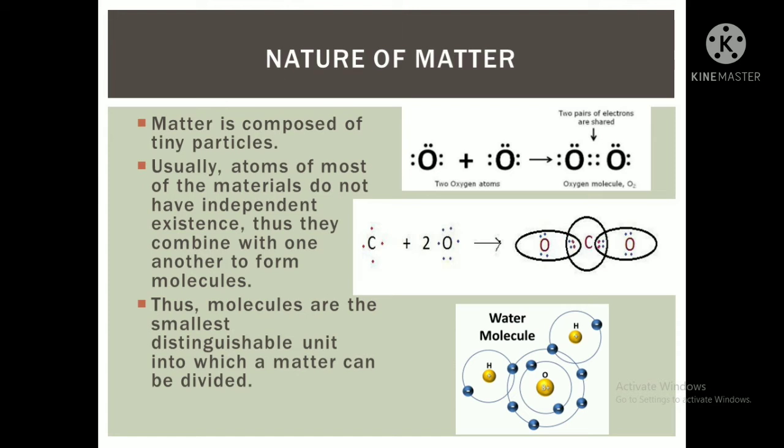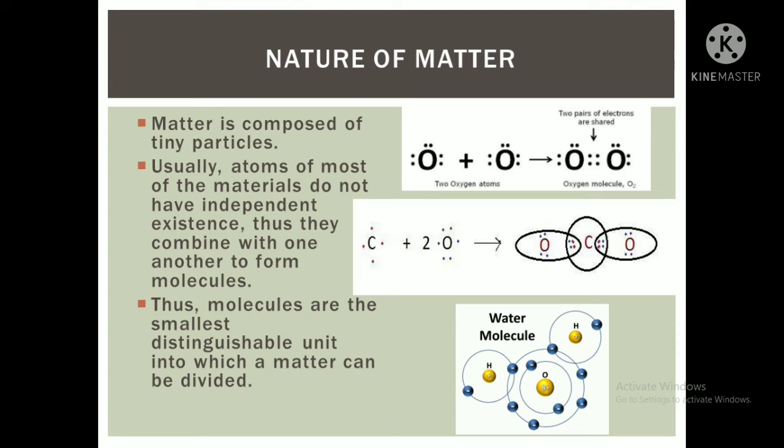Usually, atoms of most materials do not have independent existence. Thus they combine with another one to form a molecule. These molecules are the smallest distinguishable unit into which a matter can be divided. As there are different molecules, it will be distinguishable which matter is what.